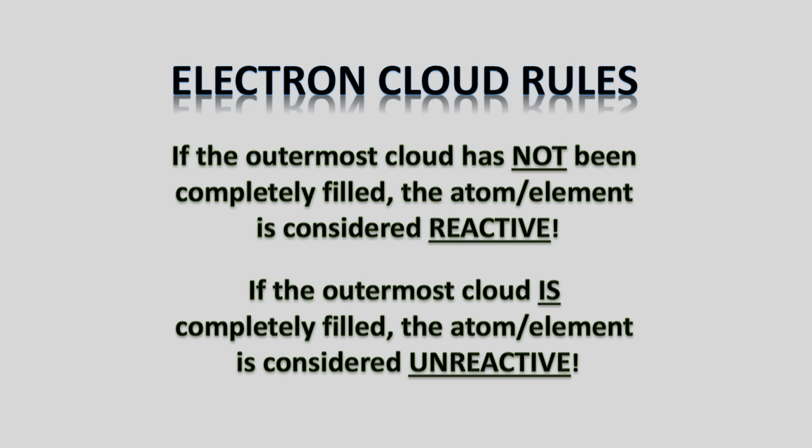So if the outermost cloud has not been completely filled, and completely filled means it has 8 valence electrons, then the atom is considered to be reactive. Even if it has 7, if we remember, those halogens are really reactive. They have 7. But if the outermost cloud is completely filled, the atom or element is considered unreactive. They're not going to bond very well.